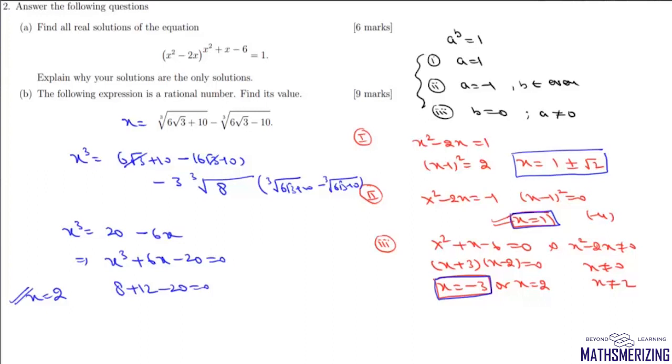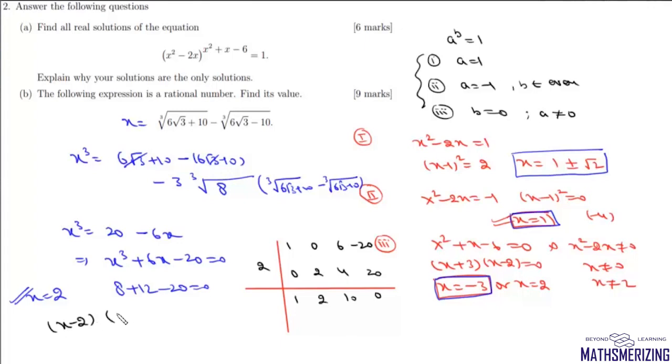So now we'll use synthetic division. So this is 1, 0, 6 and minus 20, and this is 2. So this is 0, 1, 2, 2, 4, and then 10. It is plus 20, and this is 0. So we can write this as x minus 2, and then x square plus 2x plus 10 equals 0. So the only real value of x we'll get from this expression is 2. So answer to this question is the value of this expression is 2.